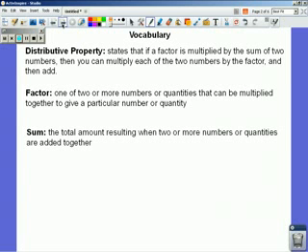Definition of a factor: one of two or more numbers or quantities that can be multiplied together to give a particular number or quantity. The word sum means the total amount resulting when two or more numbers or quantities are added together. Try to keep these vocabulary definitions in mind as we go through our lesson this morning.